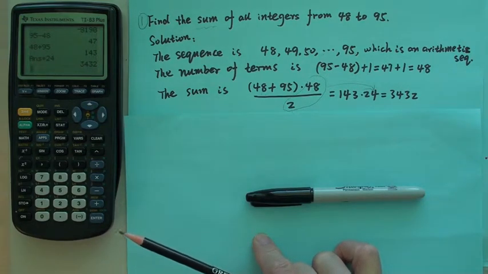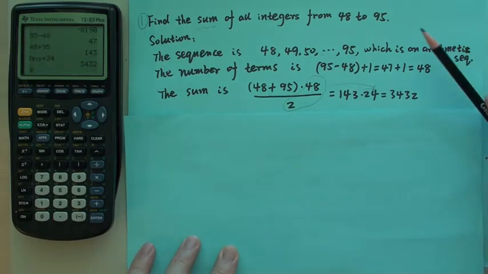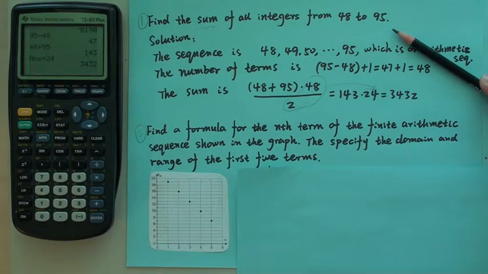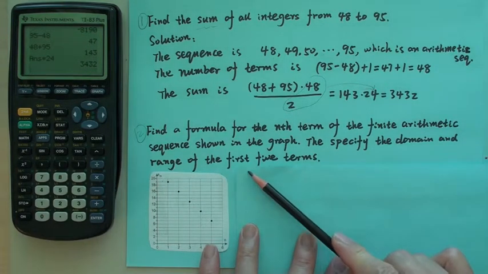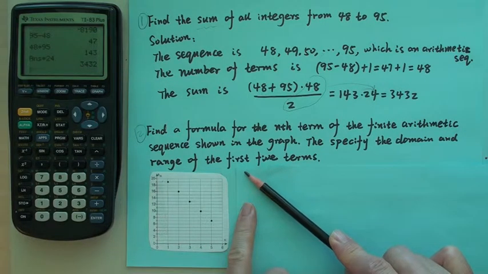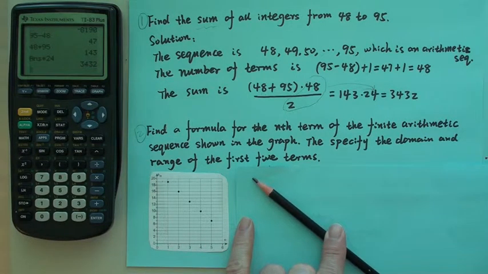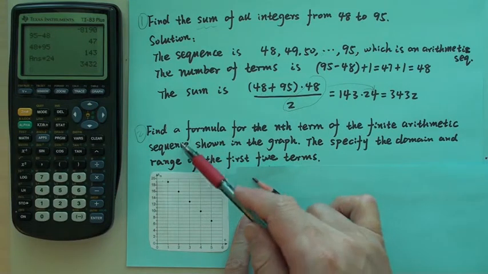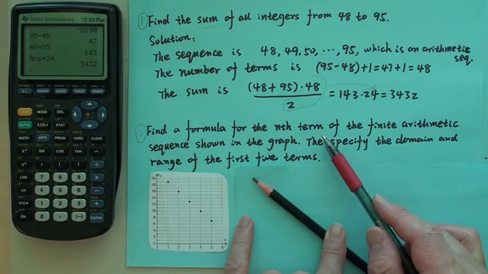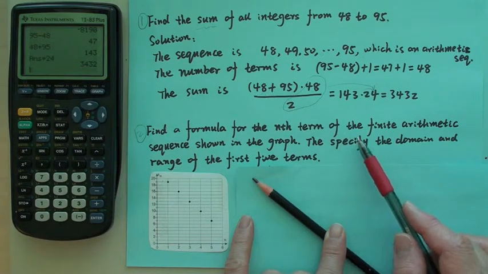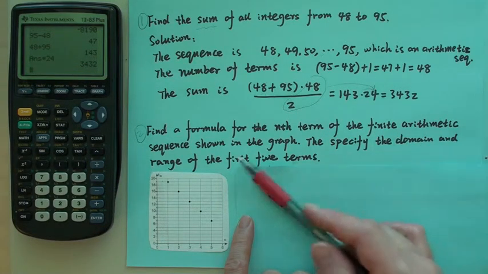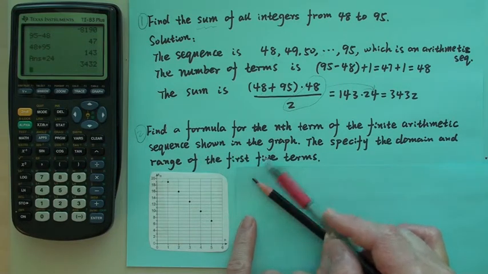All right, there's the first example. Now let's look at the second example. We want to find a formula for the nth term, so you want the general formula, of the finite arithmetic sequence shown in the graph.